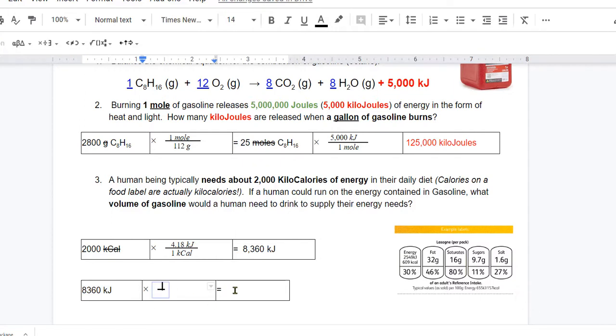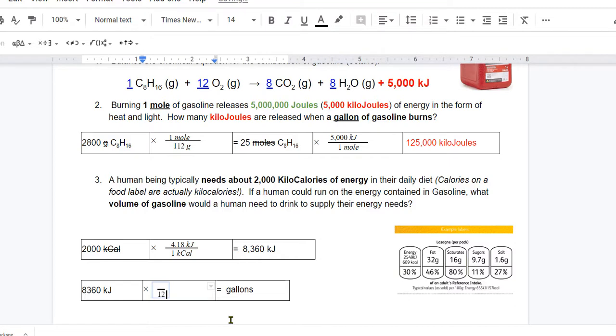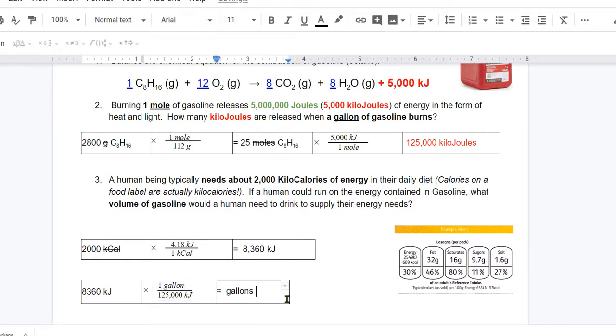Then convert this now into gallons. Gallons is a volume, so it could be the answer to the question, but we'll convert it to milliliters at the end. All right, we know it's 125,000 kilojoules, which I'll put on the bottom here. 125,000 kilojoules from 1 gallon of gasoline. Gallon! Yay! All right, gallons of gasoline. If it wraps, stretch it out. Yep, now it doesn't wrap.